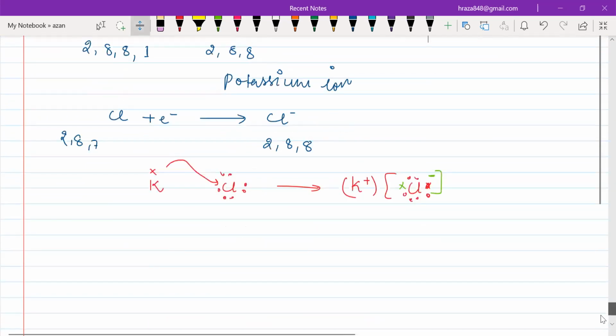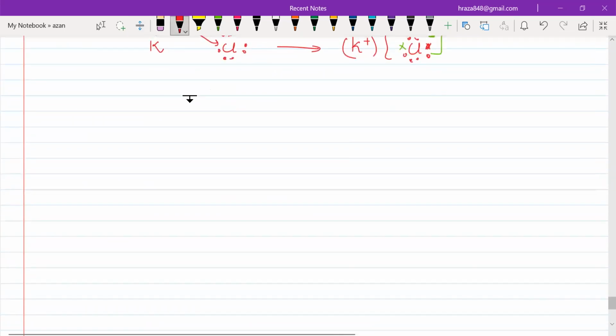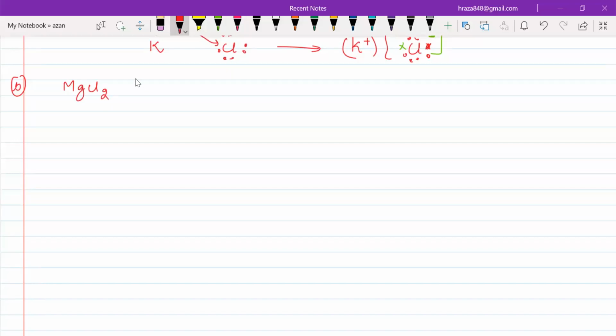So this was the first question on this part. Now the second question, you need to show the formation of MgCl2, that is magnesium chloride. Can you do this? Yes. Okay.